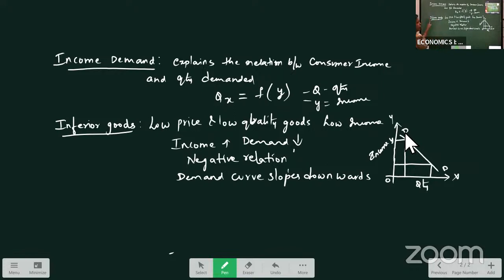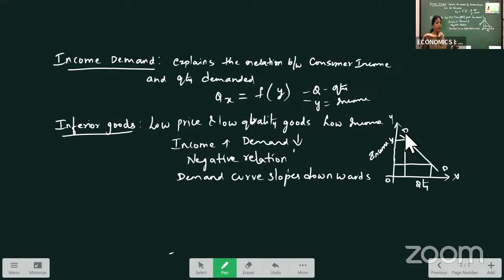Remember, inferior goods may come for 2 marks. When they are giving it for 2 marks, you have to write the points. Inferior goods are the goods which are of low price, low quality, and they are preferred by the people when their income levels are low. In case of inferior goods, if income increases, demand decreases. So there is a negative relation between the consumer's income and demand for inferior goods. When there is a negative relation, the demand curve will slope downwards. Clear?